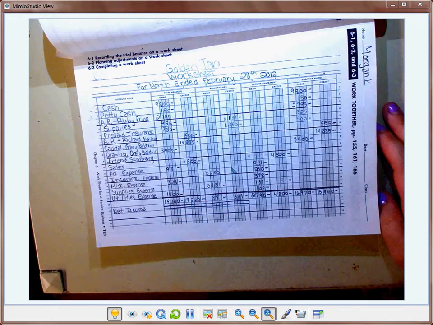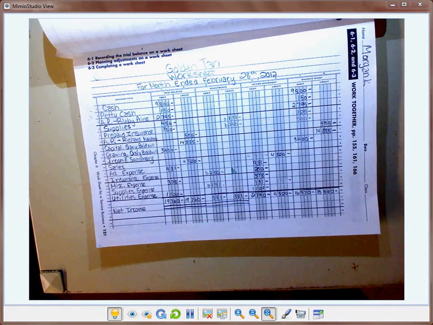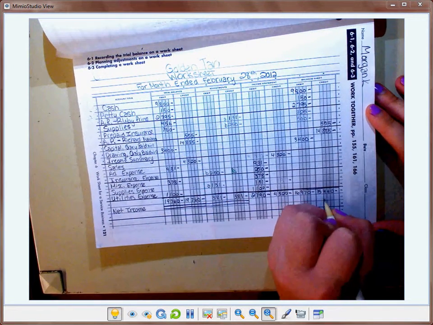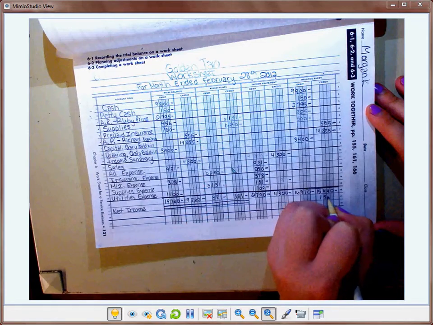Okay, now we still want to get our totals to equal each other. So you're just going to take 16,970 minus 15,440. That's $1,530. So in the balance sheet credit, we will write $1,530.